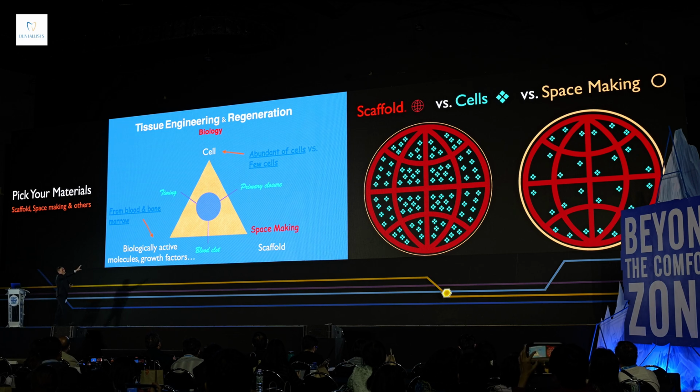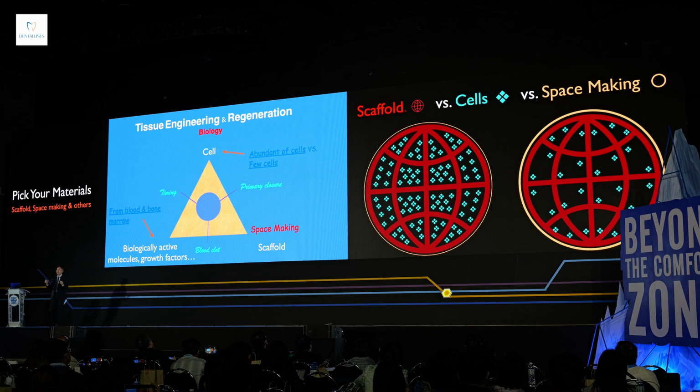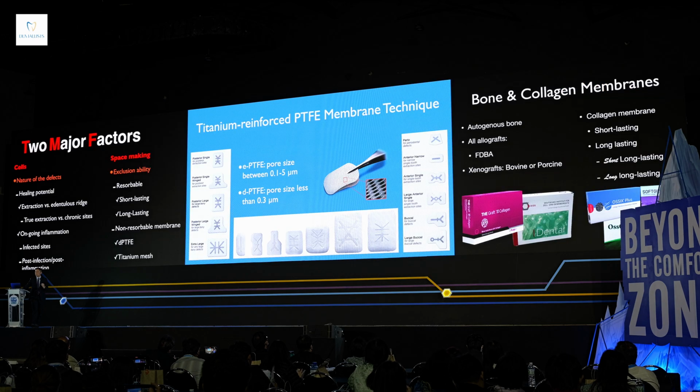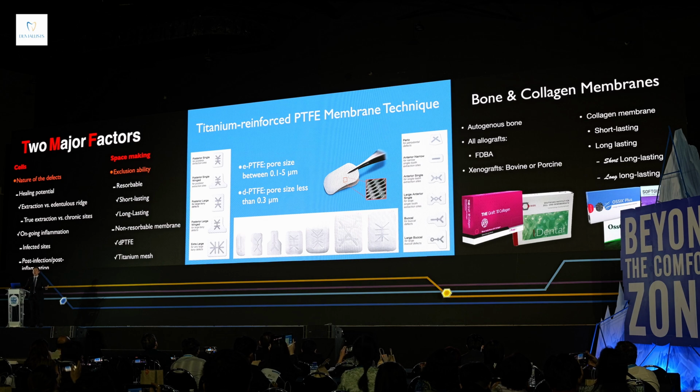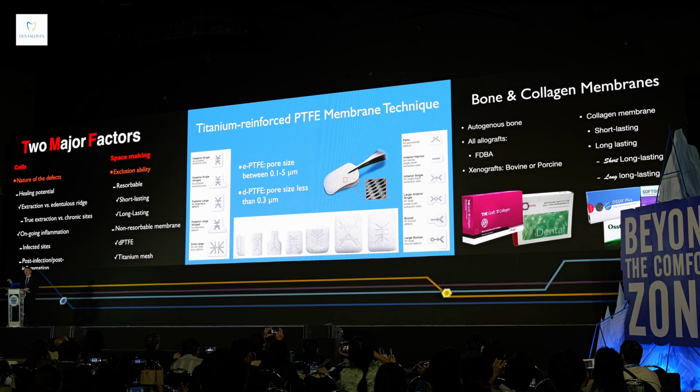So I'm giving this example of scaffold and cell space making. If we have a lot of cells, the same scaffold, we don't need a strong space making, right? But if we have fewer cells, like on the left, on your right, you can see fewer cells, the same scaffold, then we do need a stronger space making material. So that's how we can pick our material. There are two major factors, as I mentioned, cell and space making. If we have a lot of cells, meaning great healing potential, like a fresh extraction site, or ongoing inflammation, that's a lot of cells present. If we have a chronic site, that's few cells. So we need a stronger space making.